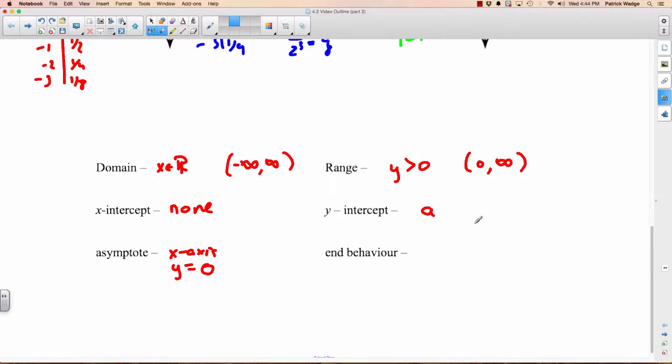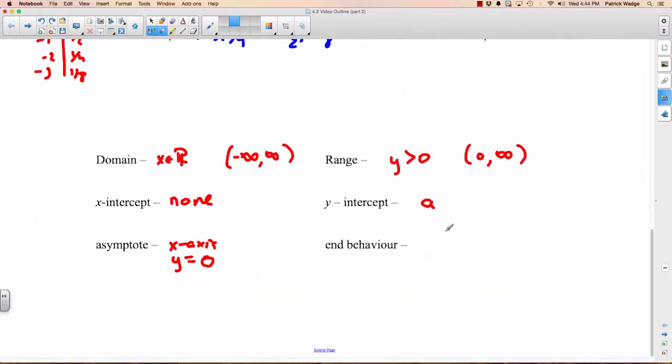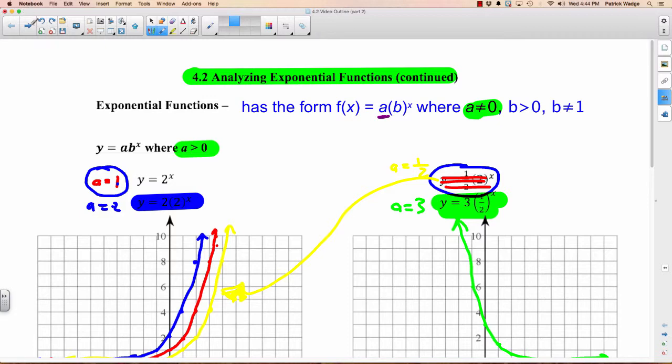And the end behavior, remember that's the quadrants it ends at. And in these cases, they always end in quadrant 1 and quadrant 2. So we'll put I to II, and I like to use Roman numerals when I do my quadrants. Alright, so that's when a is greater than 0. Now let's do when a is less than 0.